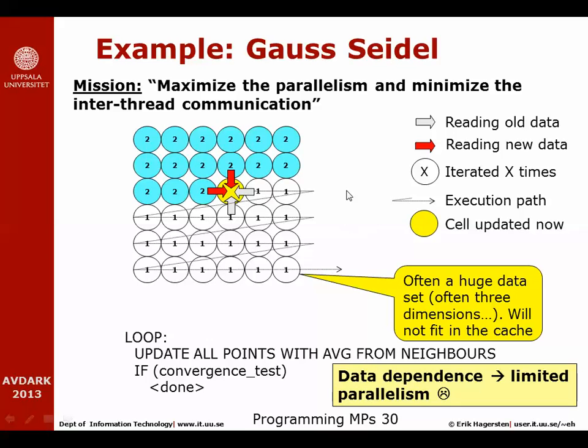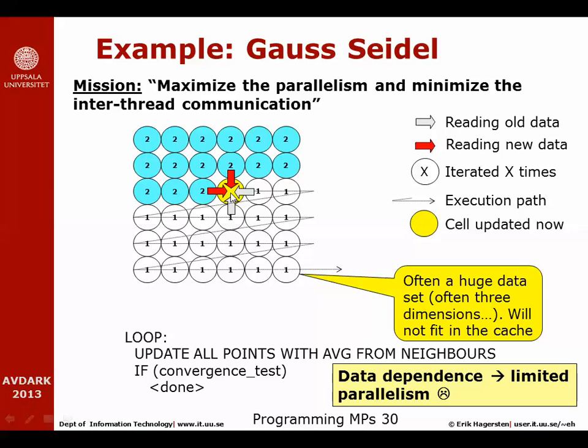Another problem here is the data dependence. So we have dependence between values, and that can limit the kind of parallelism we can create here. We really need to update the left element and the top element before we can do this element. That means we cannot work on the top element and the left element in parallel with working on the yellow element.